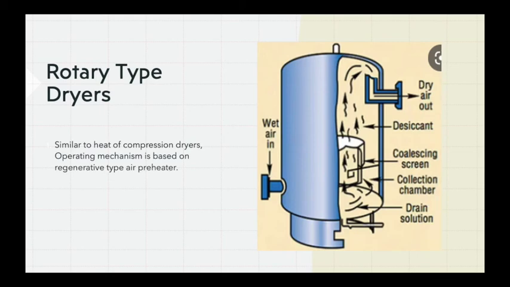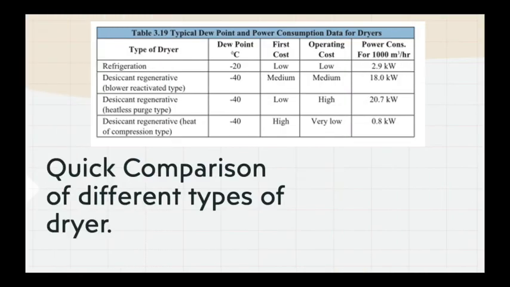The function is similar to the APH, if any of you remember or know about the APH, that is the air preheater. If you don't know about it, still there is no issue. I will try to explain it. As you can see from here, there is a rotating disc. In the rotating disc, we pass the compressor outlet air, which is the moist air, from one side and the regenerated air from the other side.